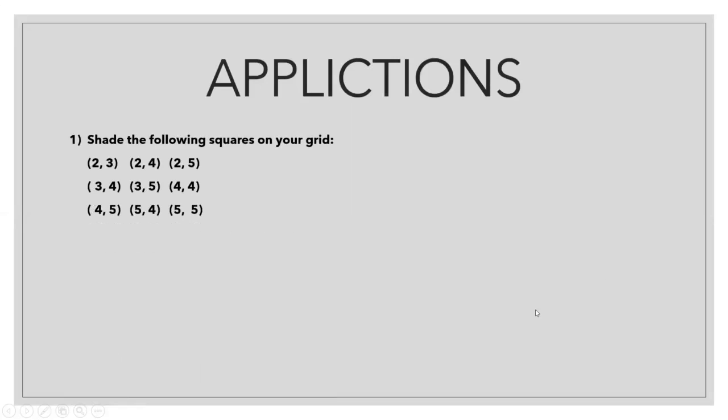Here come our application level questions. Let's see the very first question. Shade the following squares on your grid. Okay, so these are the coordinates. I have already discussed what a coordinate is. It is a pair of letters or numbers that helps you to find the position on a grid.